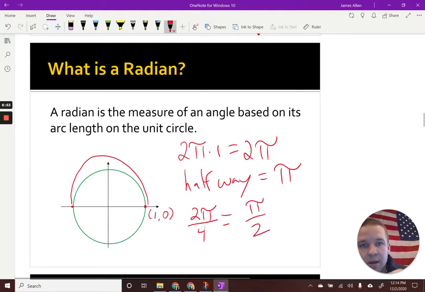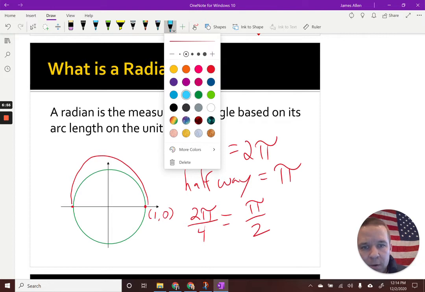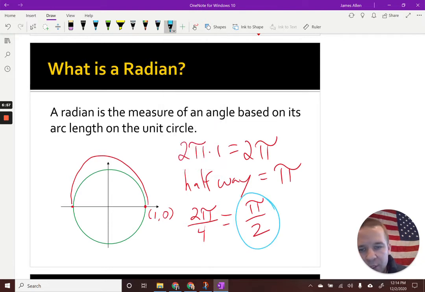the circle, which would land me, I'll go in a different color now, light blue. So pi over 2 is going to land me right there. Okay, it's just the distance that we're traveling around that unit circle. And we can go into 60 degrees, 45 degrees, so on and so forth. We'll get to more of that in a little bit. But again, a radian is just that portion of the circumference of that unit circle.